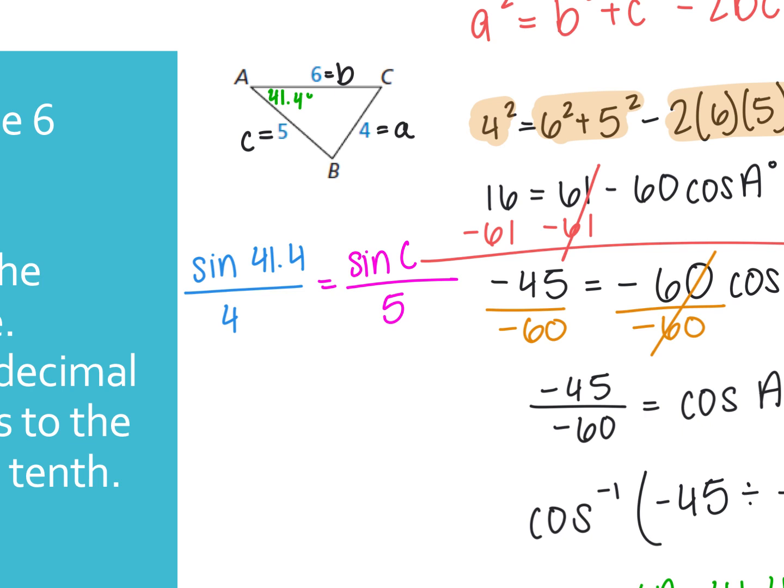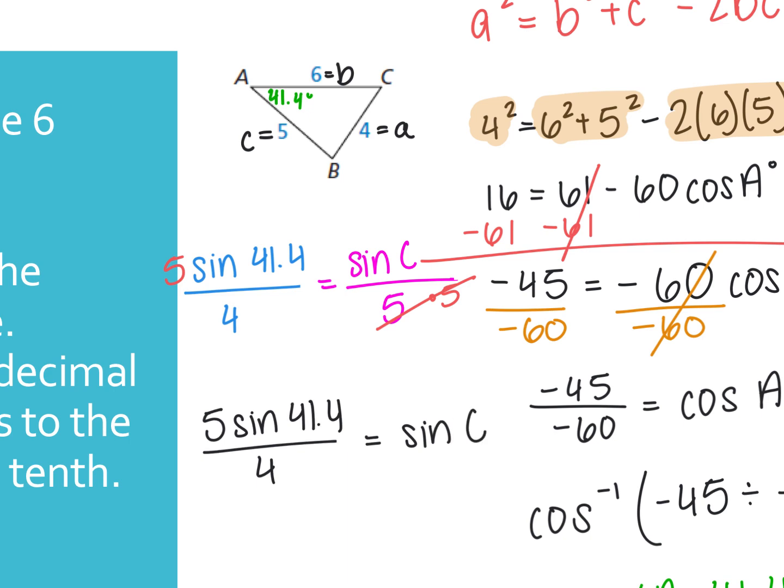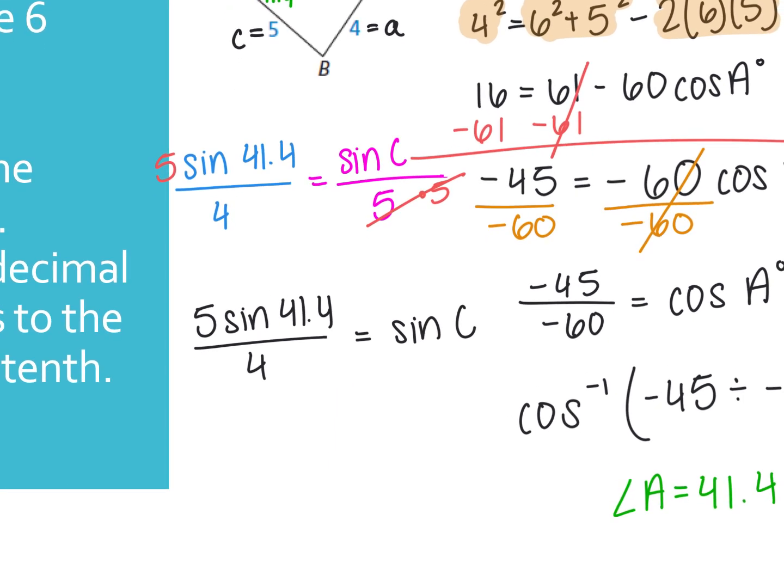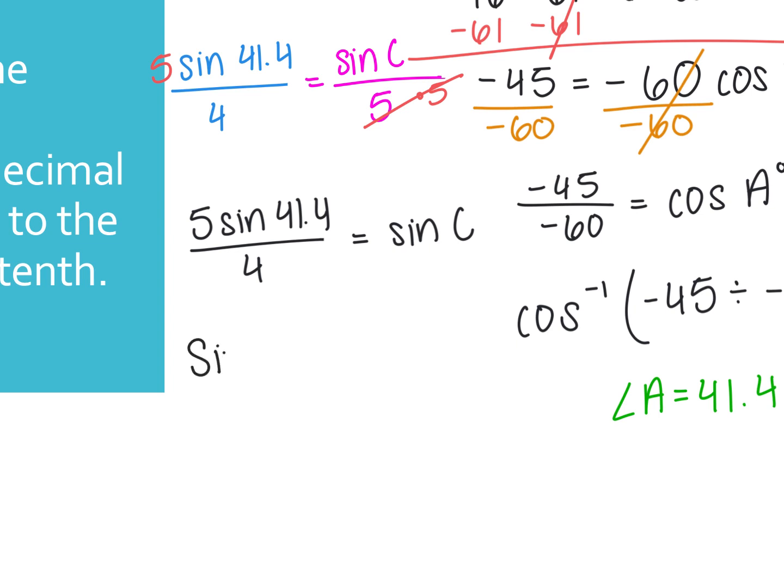So same thing as we've been doing before. I'm going to go ahead and multiply both sides by 5. My 5s are going to cancel out. You could still do that, that's fine. I would then have 5 sine 41.4 over 4 equals sine C. And don't forget, now I need the inverse. So plugging it in, inverse sine, so second sine, 5 sine 41.4 divided by 4. Go ahead and plug it in and see what you get.